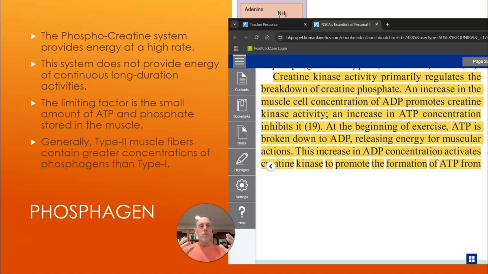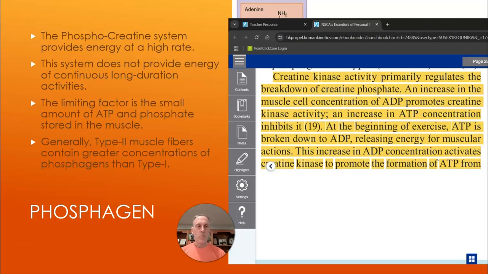Just think about that. If you have an increase in the muscle cell concentration of adenosine diphosphate, what you have is a bunch of adenosine triphosphate molecules that gave up one of their phosphates to release energy. You have a series of catabolic reactions to give us the energy. And then you have a bunch of ADP sitting around. A bunch of ADP sitting around needs one thing. It needs phosphate. And so what happens is you have creatine kinase. You have this process where the creatine kinase then breaks down the actual creatine phosphate.